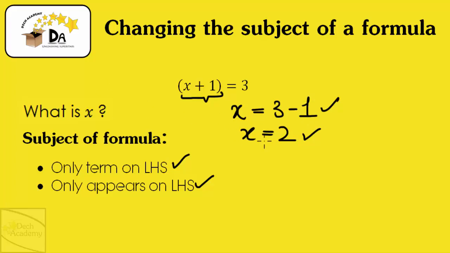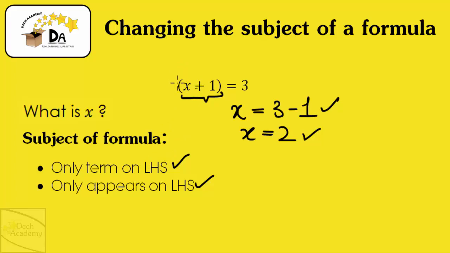In this equation, x is the subject of the equation. I'm using equation and formula interchangeably. In this equation, x isn't the subject. Why? Because there are two terms on the left-hand side, and for x to be the subject, it has to be the only term on the left-hand side.